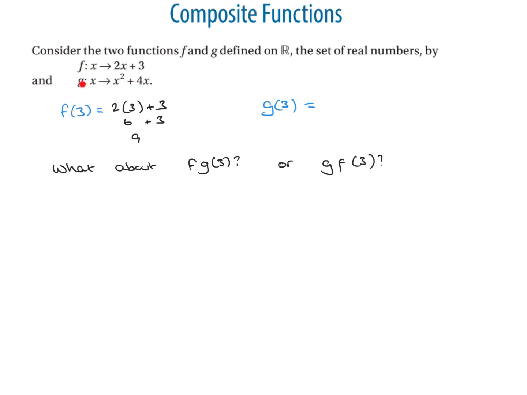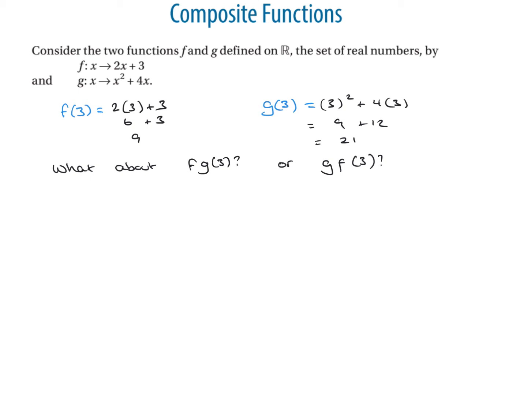So we now have g of x here, and we want to put 3 through. Wherever we see an x, we change it for 3. This time it's going to be 3 squared plus 4 by 3. Work it out, we get 9 plus 12, which is equal to 21. Now, we've done all this before.